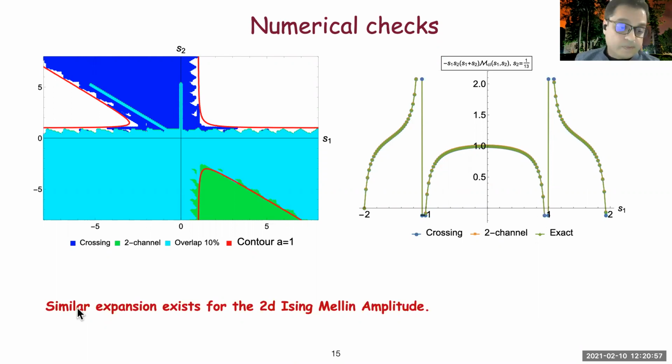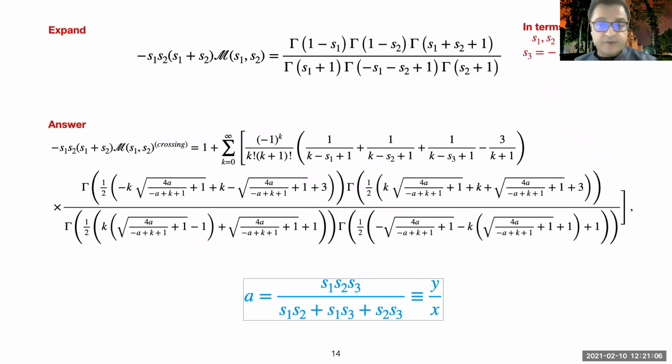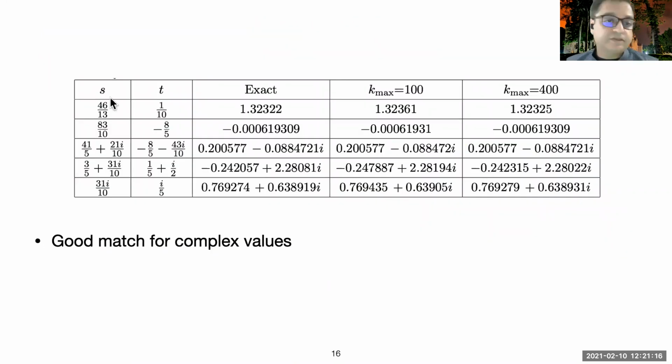And the known answer. And similar expansion exists also for the 2d Ising Mellin amplitudes, because here we are, of course, just taking the discontinuity, and we are expanding. We are not decomposing in partial waves as yet. We are just taking the discontinuity and expanding. And you can do further checks. You can ask how quickly do things converge. You can truncate the K sum. You can make S and T complex, and then the agreement seems to be very, very good for random sampling of values as well.